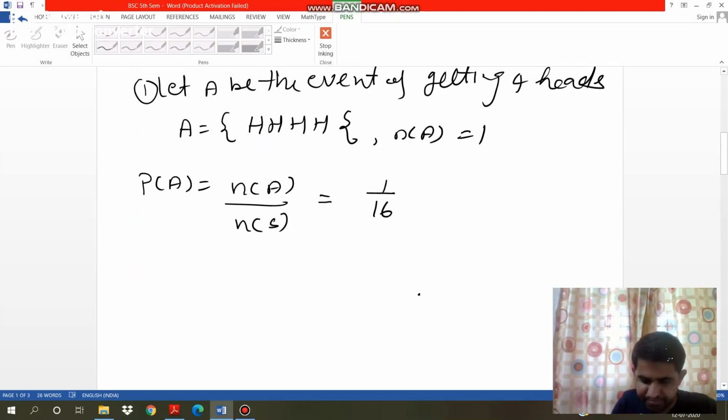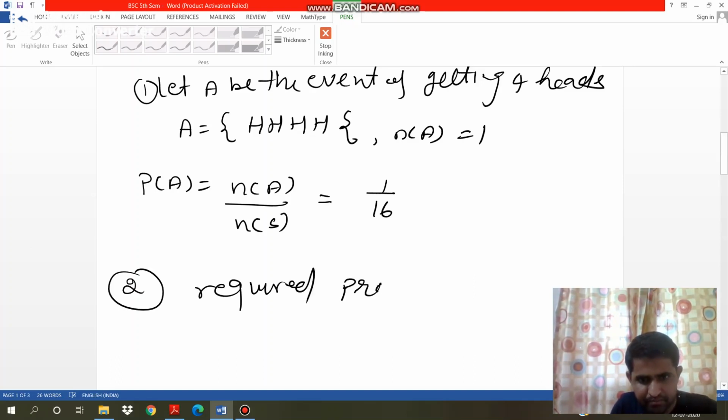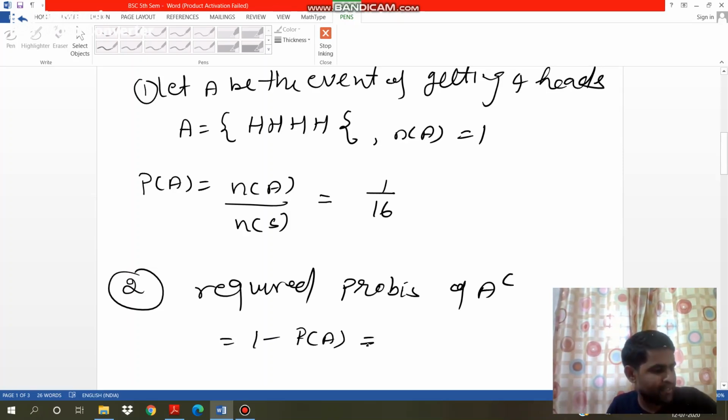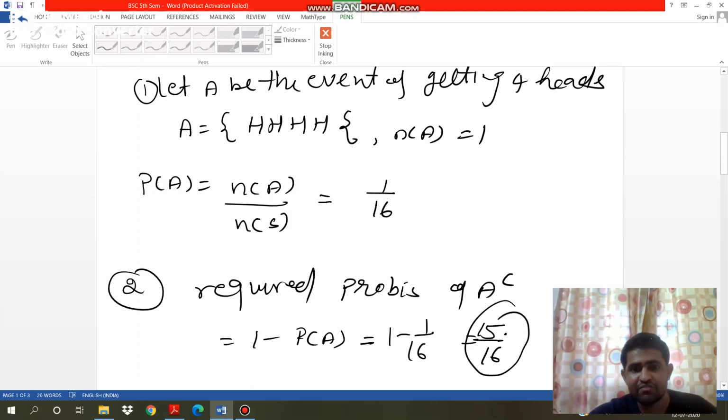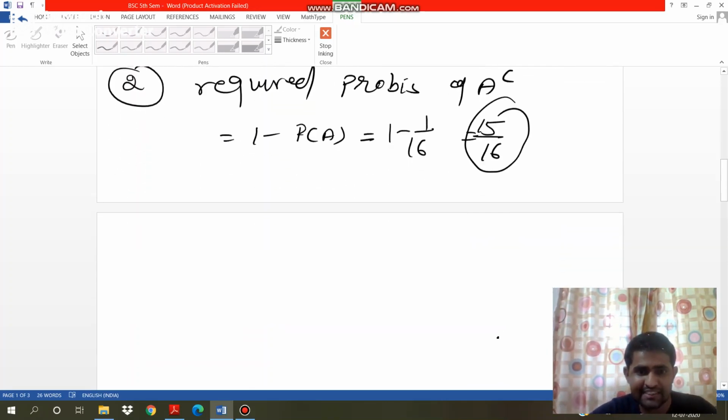Now come to the second. The second required probability is that of A complement, which means 1 minus P(A). Okay guys, this means getting 1 tail. So we have 1 minus 1 upon 16, which gives 15 by 16, which is the probability of at least 1 tail.